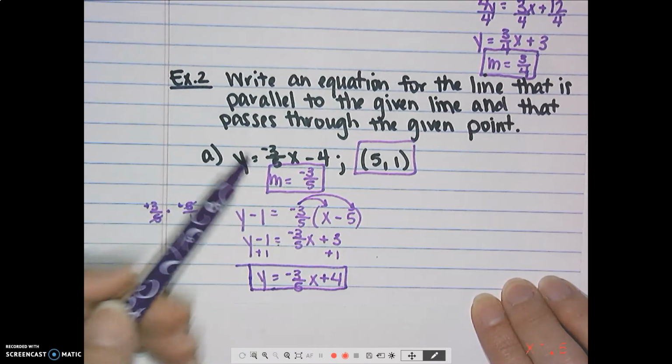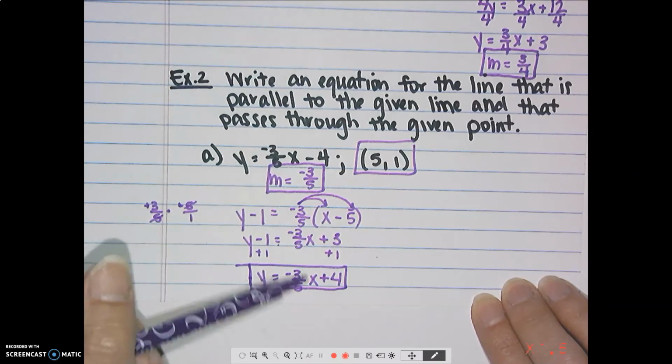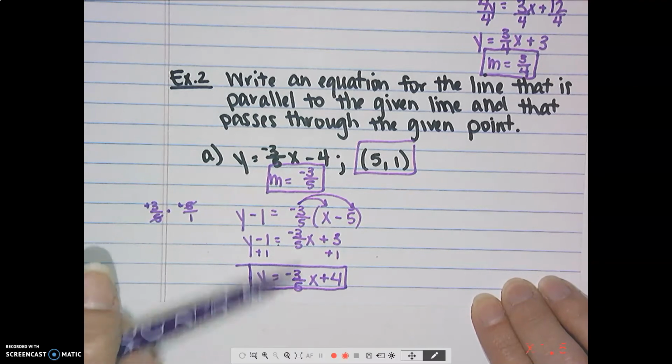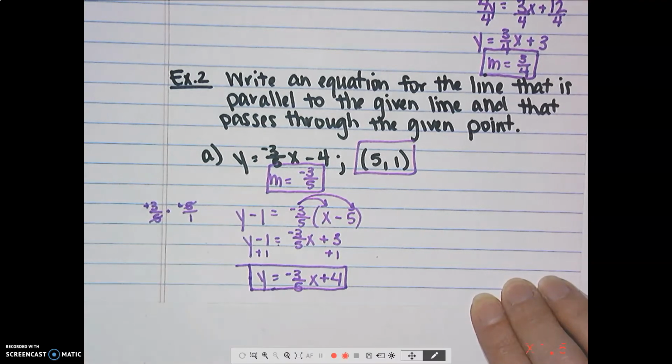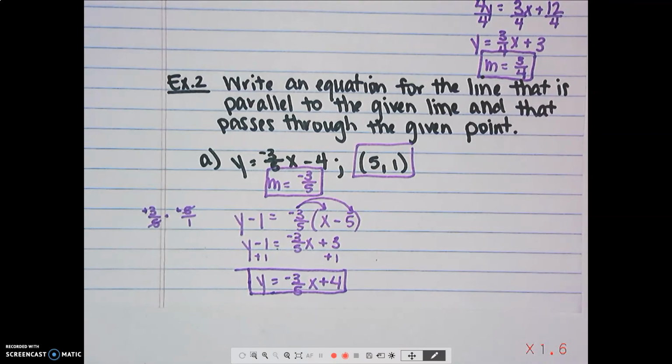Okay? So we would want to make sure here our original slope was negative 3/5. Our ending slope is negative 3/5 as well, and they do have different y-intercepts. Okay? So let's try one more of those.